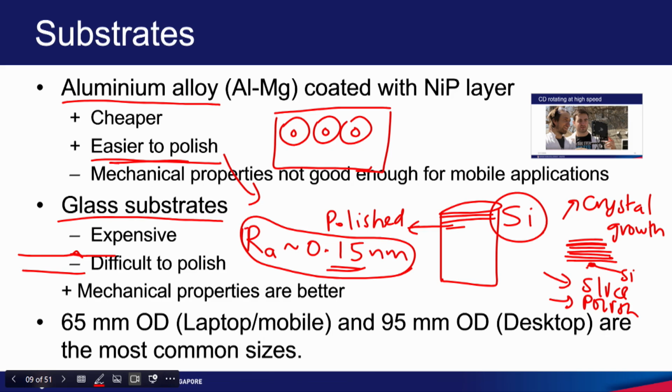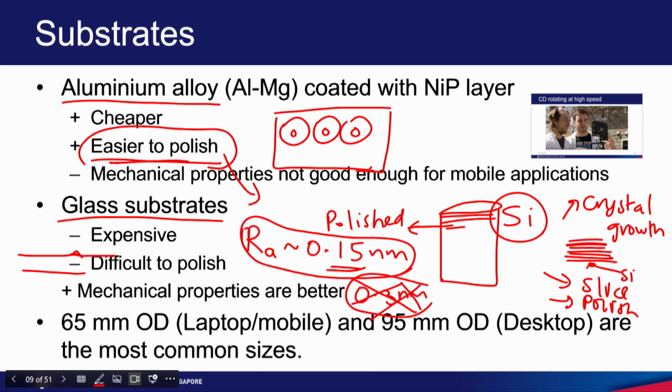If I say my roughness is 0.3 nanometer, then my friends from Seagate or Western Digital, they will laugh at me. This is not good enough for application. So, we make the disk to have very low roughness. That is where a lot of polishing and things like that are done.